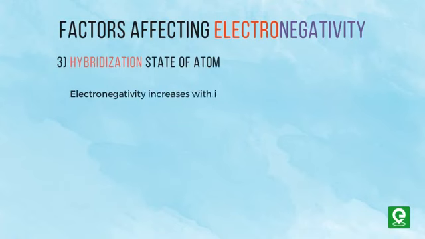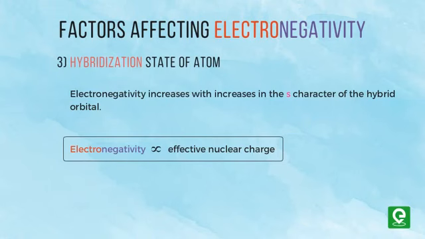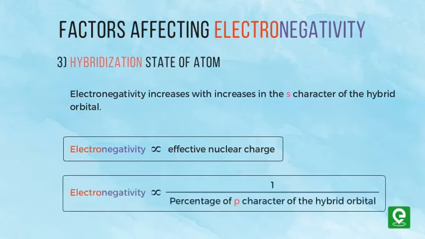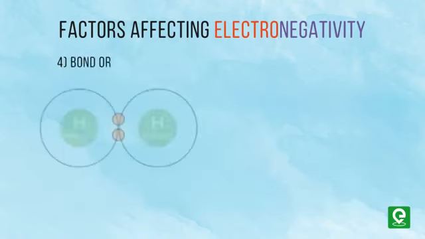Electronegativity increases with increase in the s character of the hybrid orbital. This happens because the s orbital is nearer to the nucleus and thus feels greater attraction, resulting in increase in electronegativity. Number 4. Bond order.